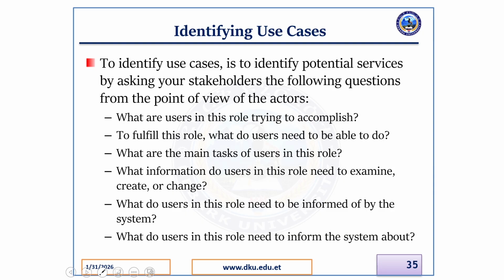What information do users in this role need to examine, create, or change? What do users in this role need to be informed of by the system? What do users in this role need to inform the system about? Those are some important questions which are used for identifying use cases.